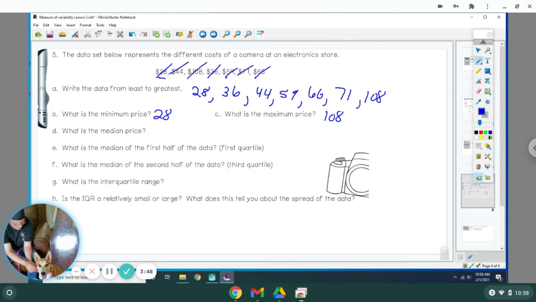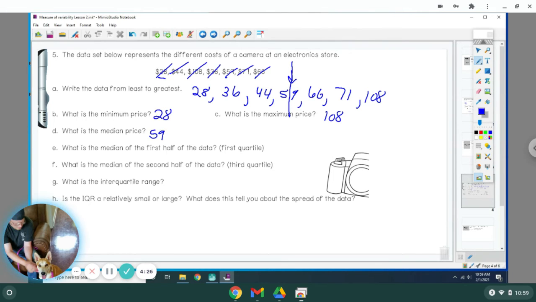What's the median? So for the median, we're going to cross off numbers: left, right, left, right, left, right. So that's my median. All right, and I'm going to back it up so I don't have my numbers crossed off. So my median is 59. Now I'm going to draw a line through 59, and now I have a lower quartile and upper quartile. The numbers in my lower quartile are 28, 36, and 44. And the numbers in my upper quartile are 66, 71, and 108.